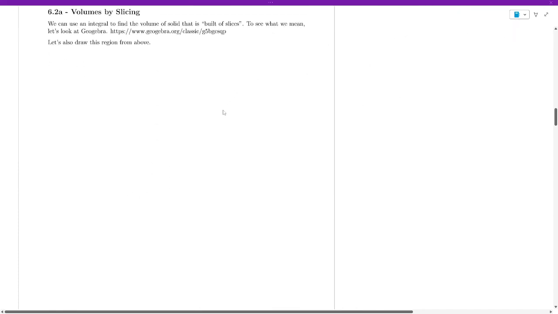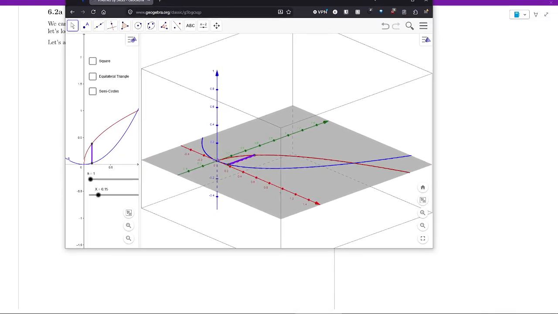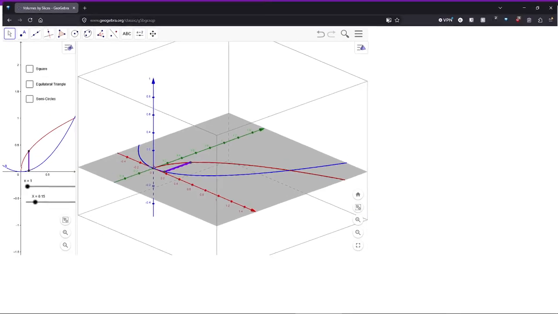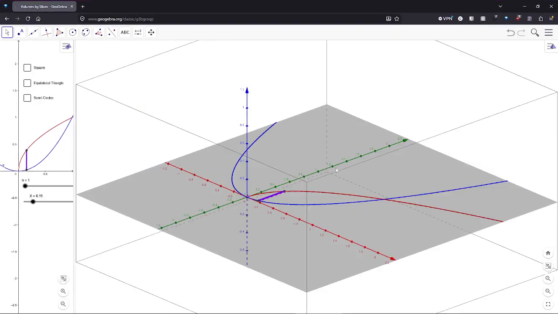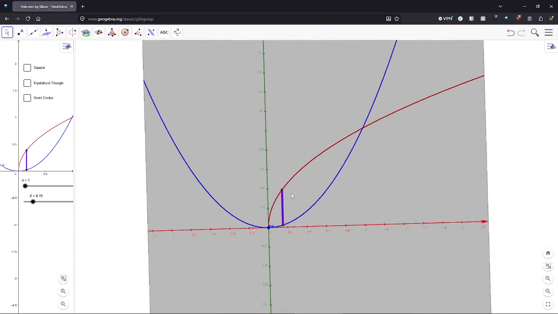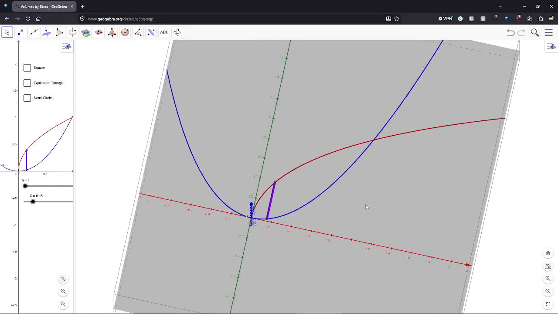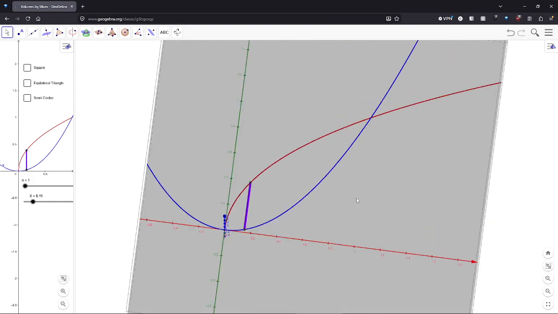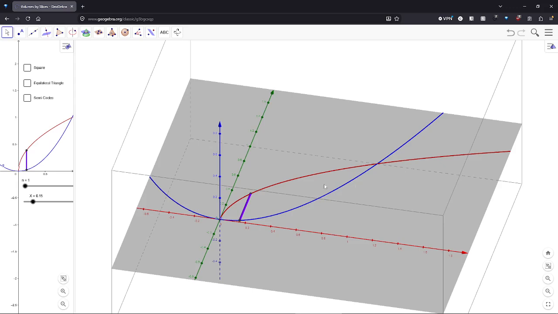So we're going to use an integral to find the volume of a solid that's built of specific slices. My picture before pretty much gave you the idea, but let's look at this GeoGebra example. Here we have two functions. The red function, I think, is square root of x, and the blue function is x squared. This is going to be a little hard to picture, which is why I'm trying to show this.